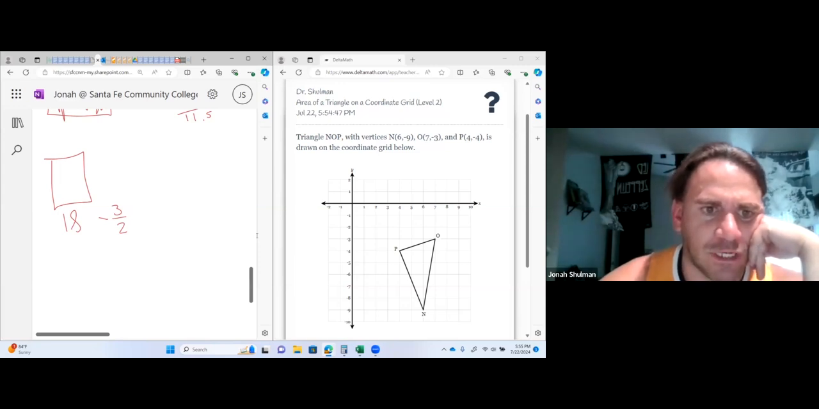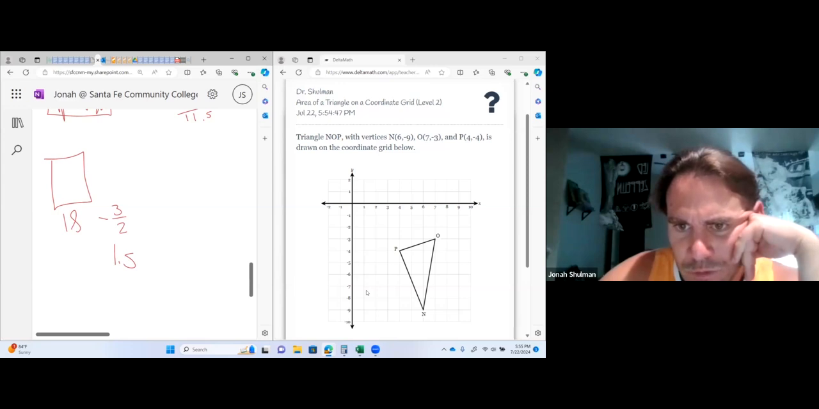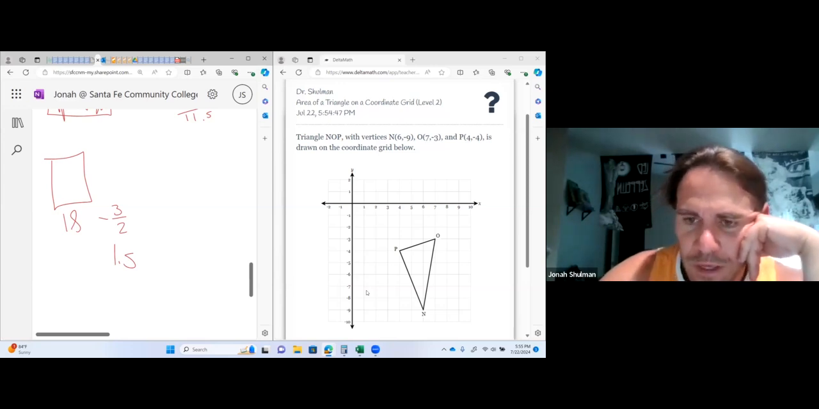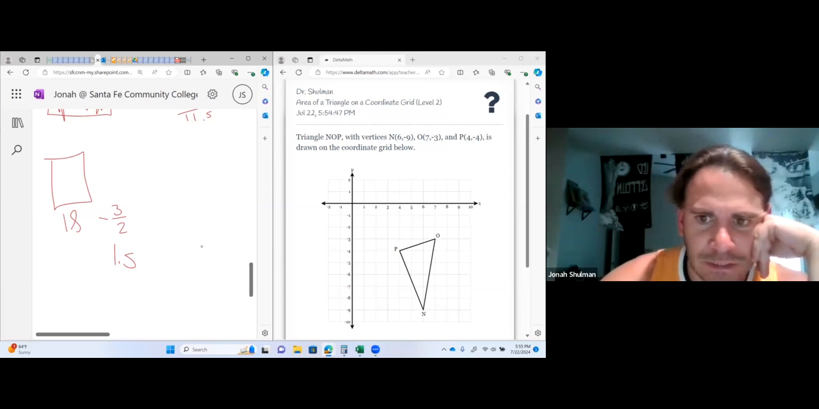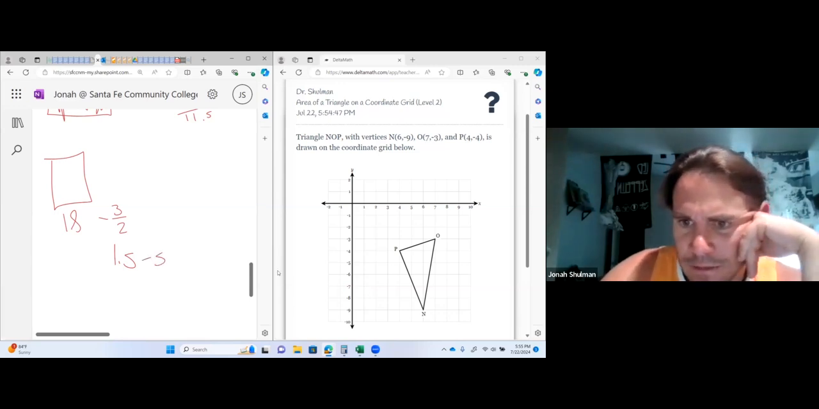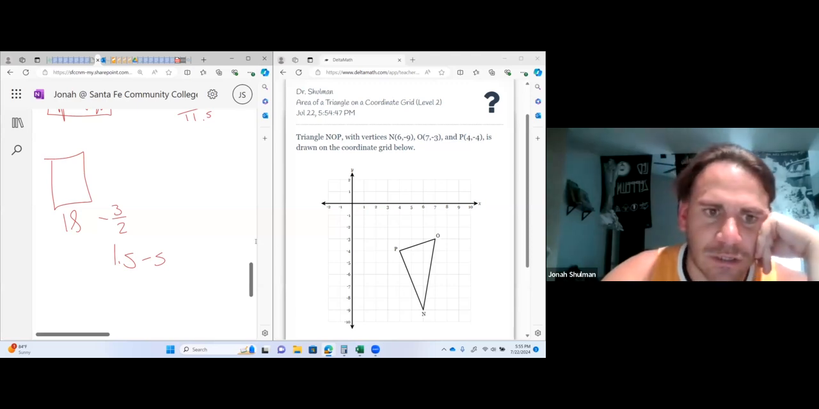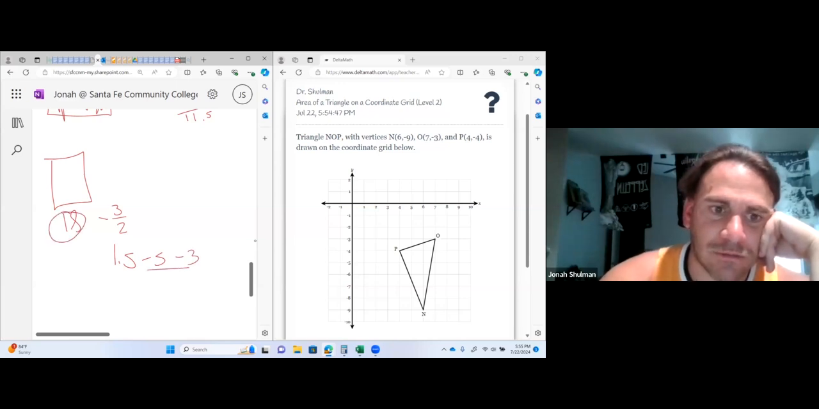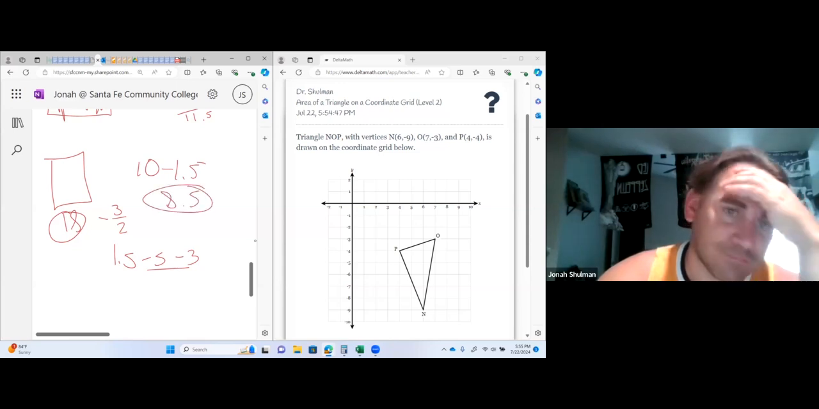Sorry, my pen keeps freaking out. All right, and then we have this one, which is 1, 2, 3, 4, 5, 1, 2. Half of 2 is 1, so this is 5. So it's 18 minus 5. And the last one is 1, 1, 2, 3, 4, 5, 6. Half of 6 is 3. So it's minus 3. So it's 18 minus 8, which is 10. 10 minus 1.5 is 8.5.